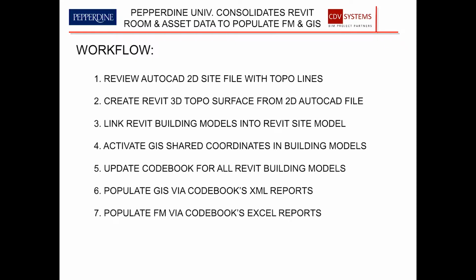So first, we're going to look at starting from scratch. We have an AutoCAD site model. It's registered with GIS. Then, how do we create a topo surface in Revit to use that site model? How do we link a Revit model in?